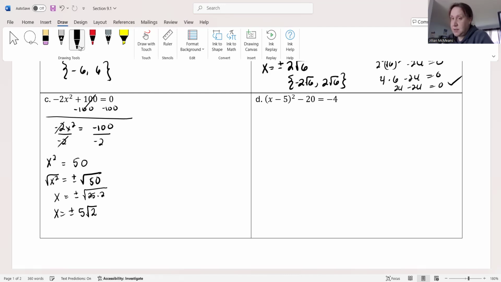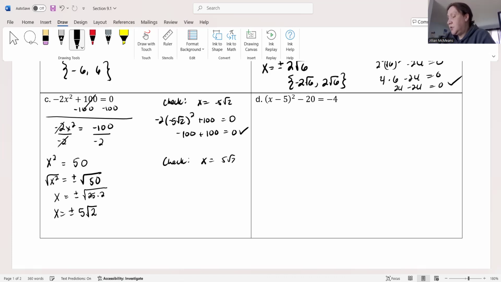And I'm not going to take the time to check my solutions on this one because it's going to be the same exact process as part B. But you do want to check x equals negative 5 square root 2. So we would get negative 2 times negative 5 square root 2 squared plus 100 equals 0. And I'm just going to go ahead and say we get negative 100 plus 100 equals 0. So that one works. And then we're going to check x equals 5 square root 2.